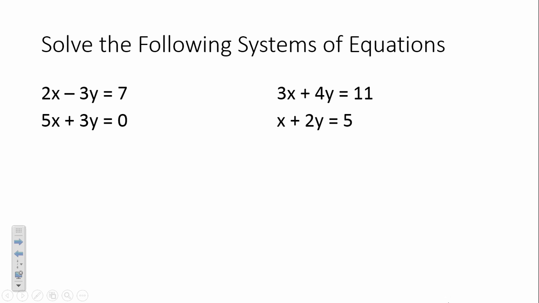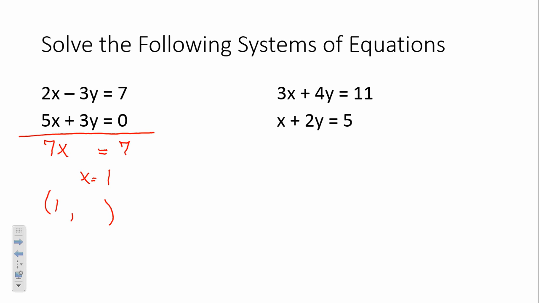So here we go. When I add these two up, I get 7x. Negative 3y, positive 3y goes away, which is great. That's eliminating it, and we'll get a 7. So x equals 1. Are we finished? No, that's just half of the answer, right? Plug it back in, so we're substituting.